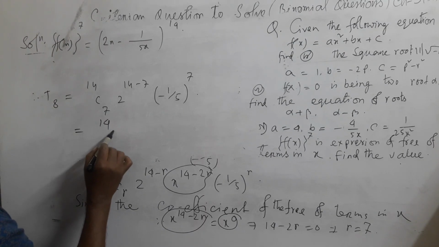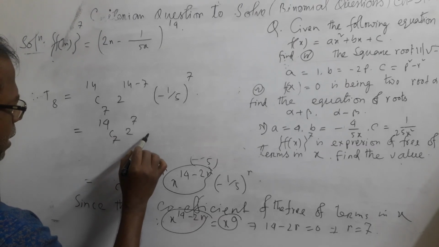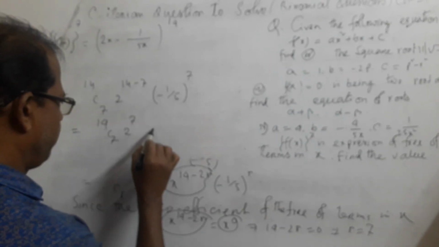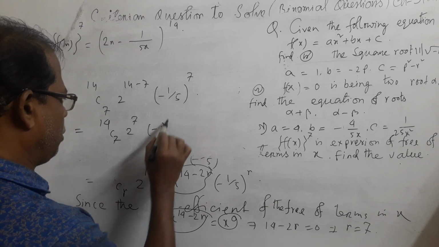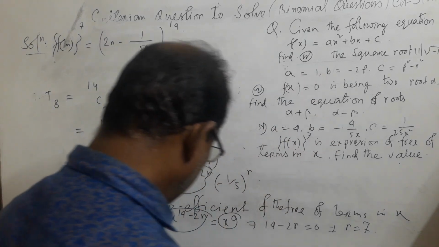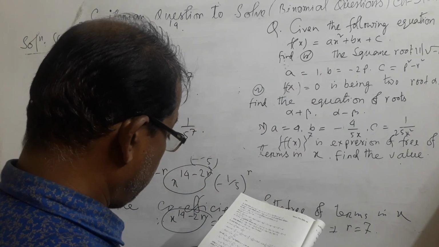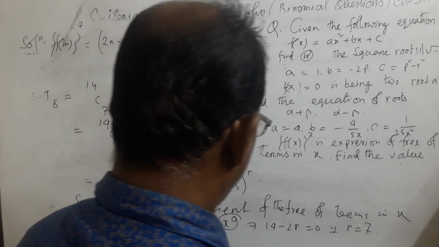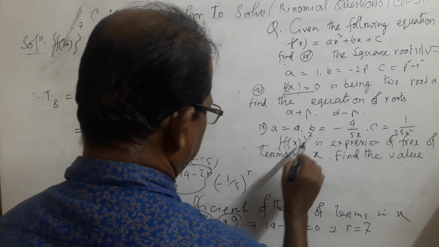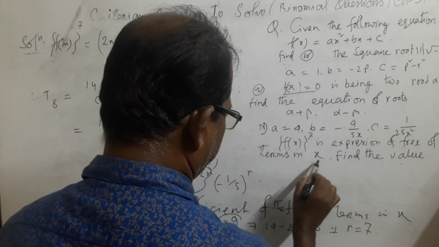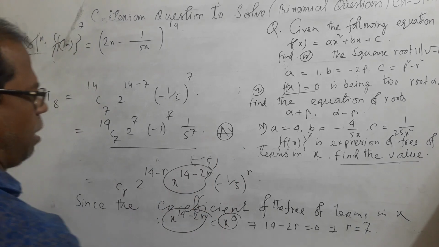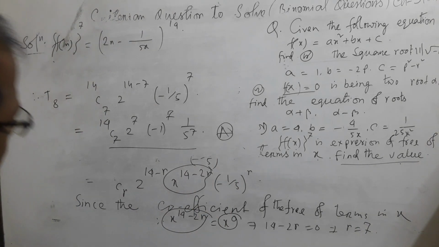That's why 14C7 2 to the power 7 and (minus 1) to the power 7 and 1 by 5 to the power 7. So the expression of f of x is the expression of free of terms in x. Find the values. This is the value of free of terms.